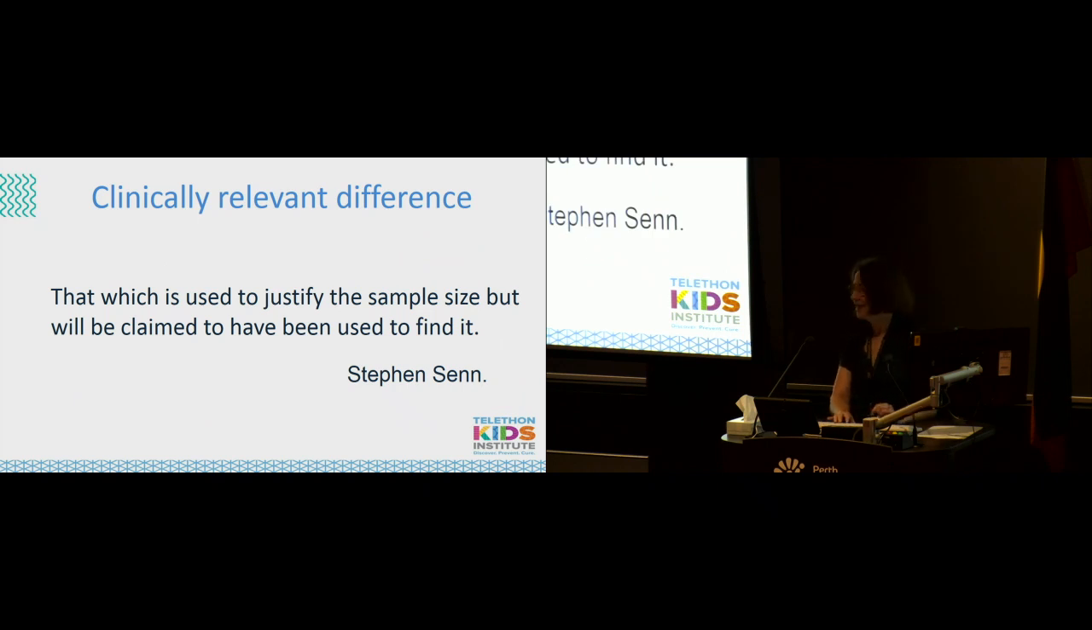So getting back to the clinically relevant difference, because that's the other thing to take into account. A preeminent statistician in the UK called Stephen Senn, rather amusingly, I think, said the clinically relevant difference is that which is used to justify the sample size but will be claimed to be used to find it. This is not how we should do research. We should define the clinically relevant difference up front and then do the sample size.